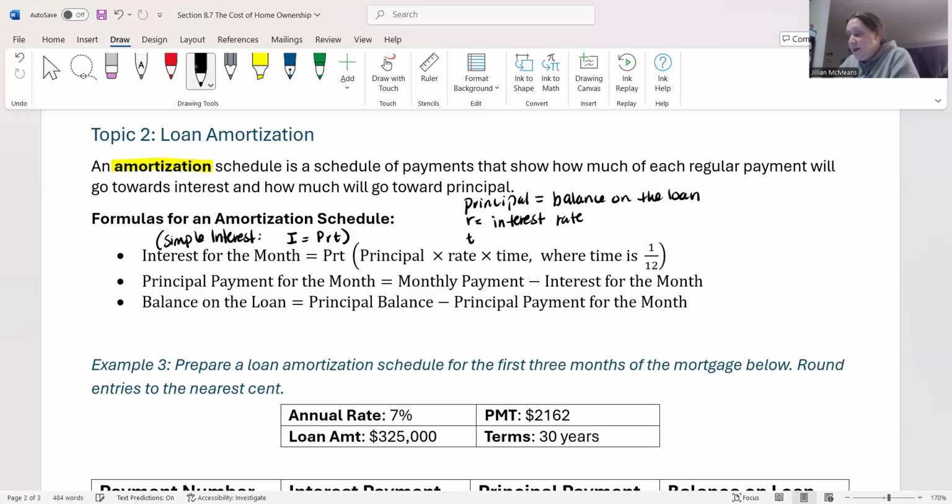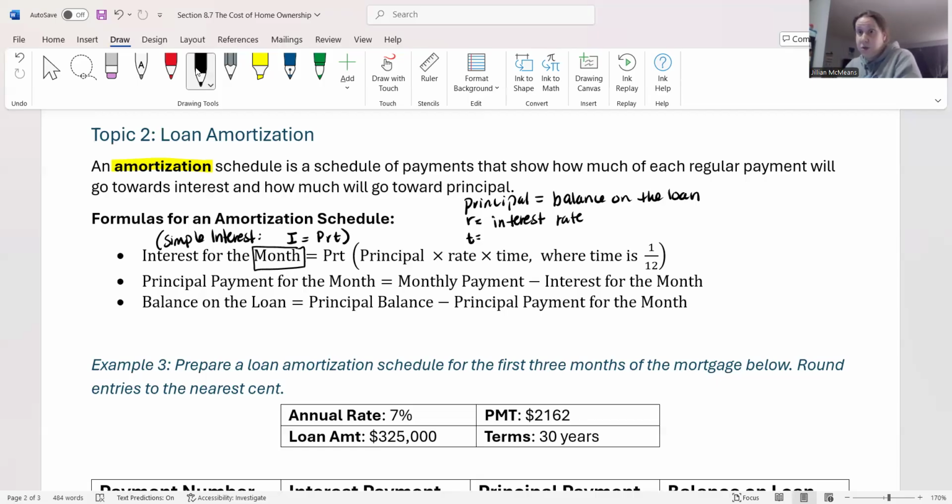And then T is interesting. We're looking for the interest for a single month. Remember, when we talked about simple interest, we had PRT. T was always time in years, but if you were looking at just a month or 3 months or 6 months, you had to write your months in terms of a year.